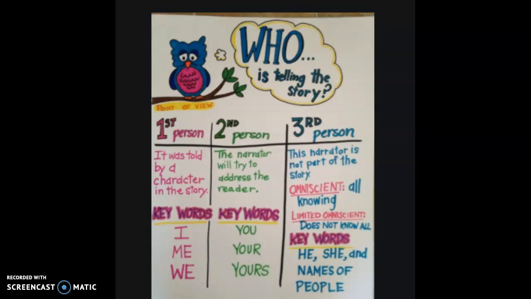The second person POV is where the narrator would try to address you, the reader. And some key words that you might see are you, your, and yours. And our last POV is third person. And this is where the narrator is not a part of the story, okay? And so some of the key words that you guys may see is he, she, them, they, their. You think about it, we talked in class about like gossiping. You're talking about other characters in the story and telling what they were doing, okay?